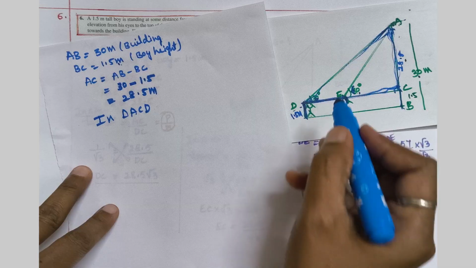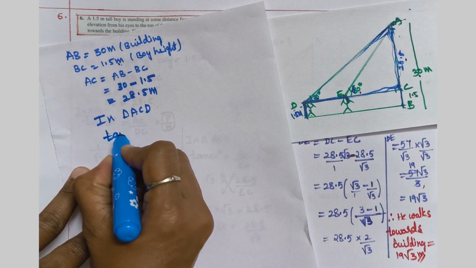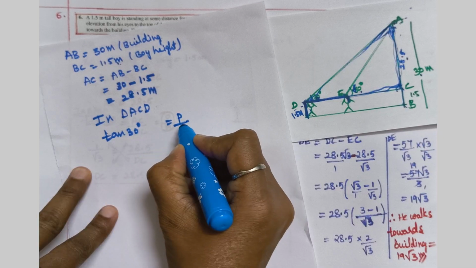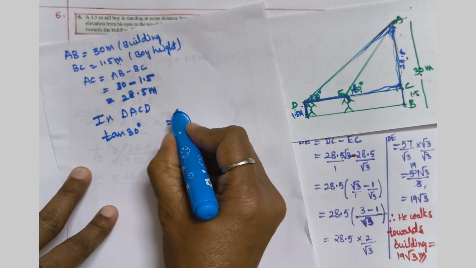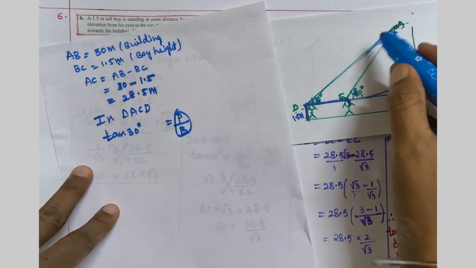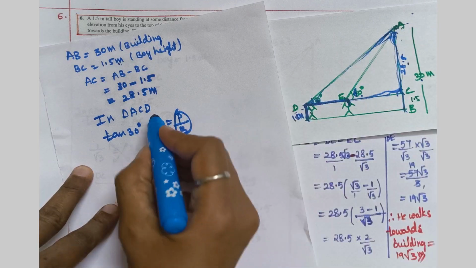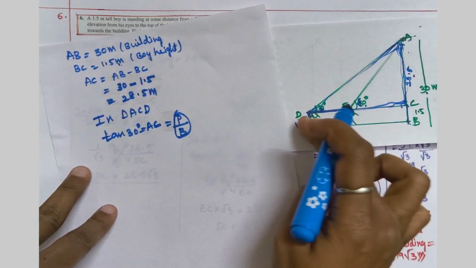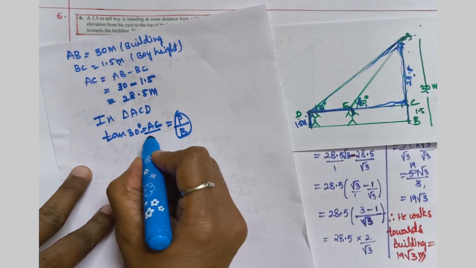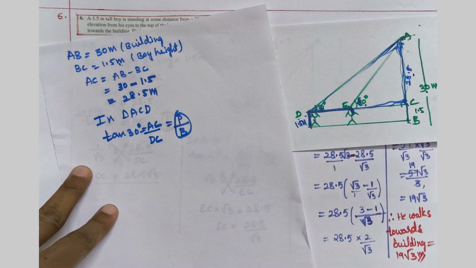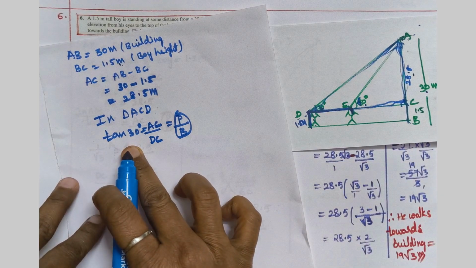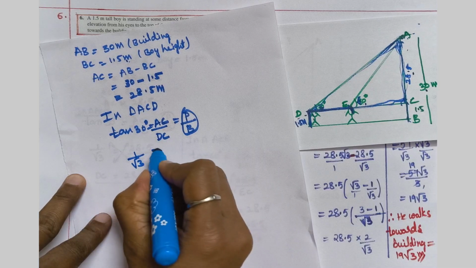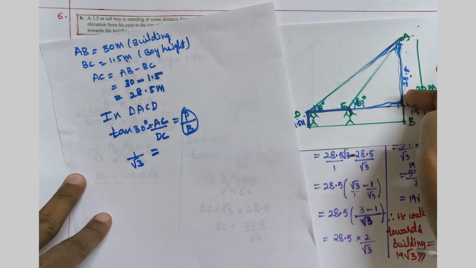So now we will take tan 30 degree. Tan means perpendicular by base. What is the perpendicular? In this full triangle, AC is the perpendicular. DC is the base. What is the tan 30 value? 1 by root 3.